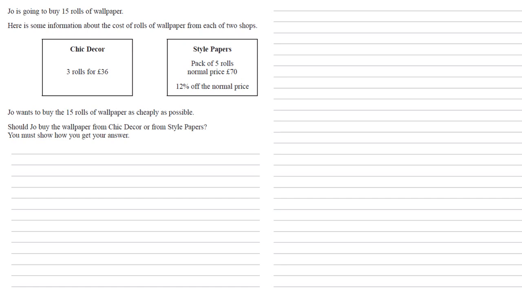Joe is going to buy 15 rolls of wallpaper. Here is some information about the cost of rolls of wallpaper from each of two shops. We've got Chic Decor, that's 3 rolls for £36, and we've got Style Papers. They sell their wallpaper in packs of 5 rolls. Normal price is £70, but there's 12% off the normal price at the moment.